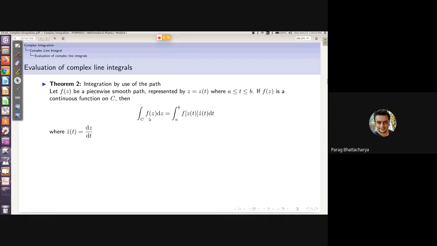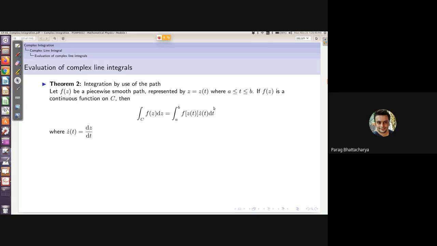In that case, I want to find out the line integral. What I can do is, in that function, wherever there is z, you replace that with z as a function of t, or whatever the parameter is, multiply that with the derivative of z, and then integrate this with respect to the parameter. If you do that, that is going to give us the result that we are looking for.